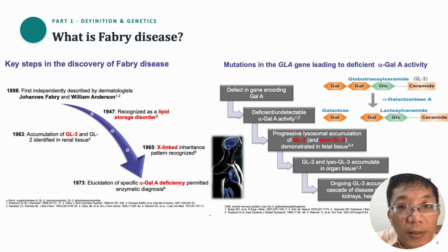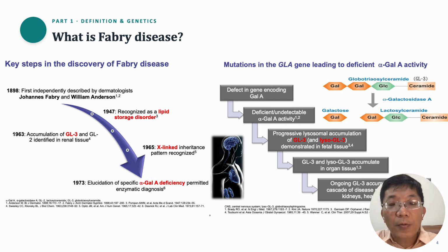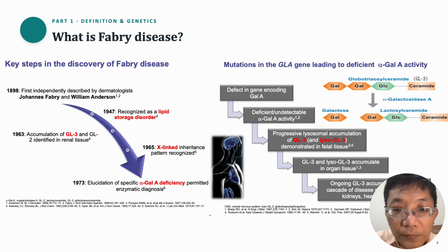This slide places the disease in historical and mechanistic context. Fabry was first described in 1898, independently by Anderson in England and Fabry in Germany, as angiokeratoma corpus diffusum. It took until the 1960s to recognize it as a sphingolipid storage disorder and to establish its X-linked inheritance. Mutation in the GLA gene leads to a deficiency of alpha-GLA activity, so GL3 and lyso-GL3 accumulate in the cell. Cell damage becomes organ damage, becomes systemic damage.